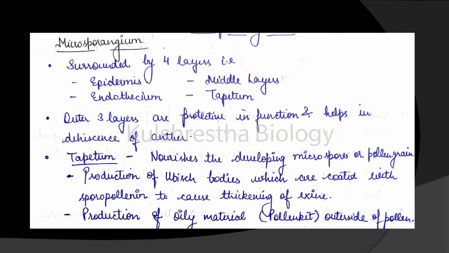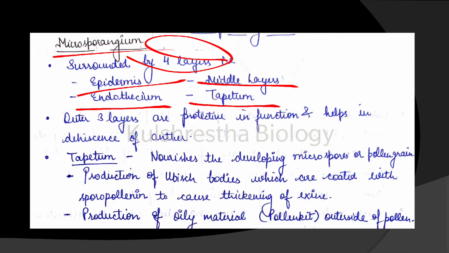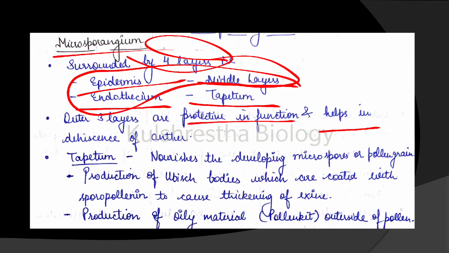Here you can see that the microsporangium is surrounded by 4 layers: epidermis, endothecium, middle layers, and tapetum. Now these 3 layers are protective in function and help in anther dehiscence. Which 3? Epidermis, endothecium, and middle layer. They are protective layers and help in dehiscence of the anther.